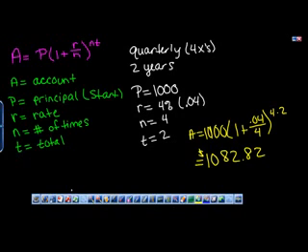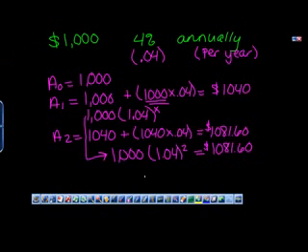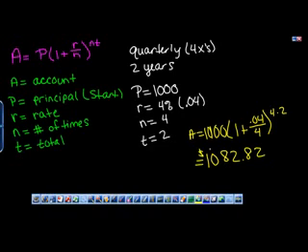This is what would happen if she had an account that was compounded quarterly. If you take a look, after 2 years, she had $1,081 in her previous setup where she was only getting interest once a year. Now with 4 times a year, she's earned an extra $1.